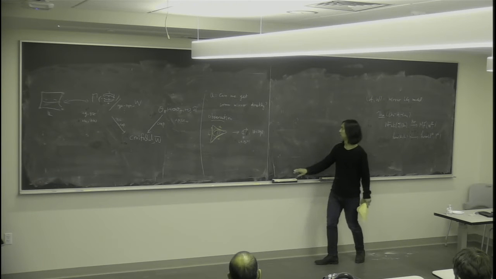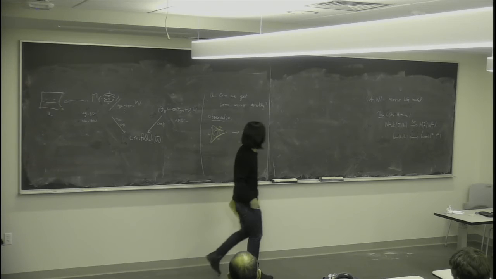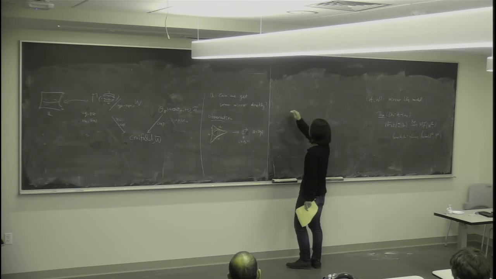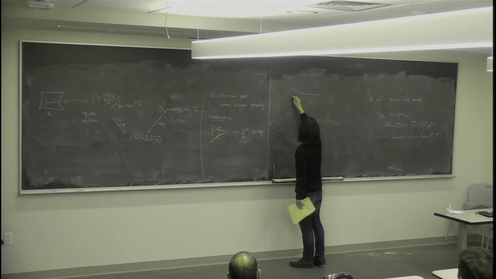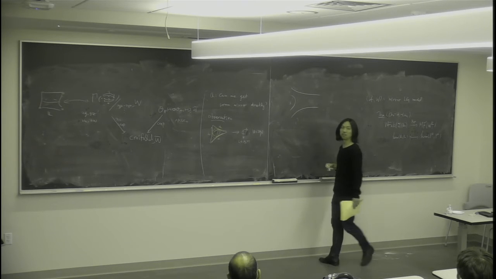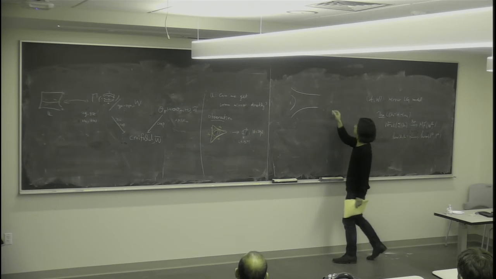Now let's go back to a slightly more complicated example, which is the four-punctured sphere. I draw this four-punctured sphere in the middle. So decompose the four-punctured sphere into two pairs of pants.